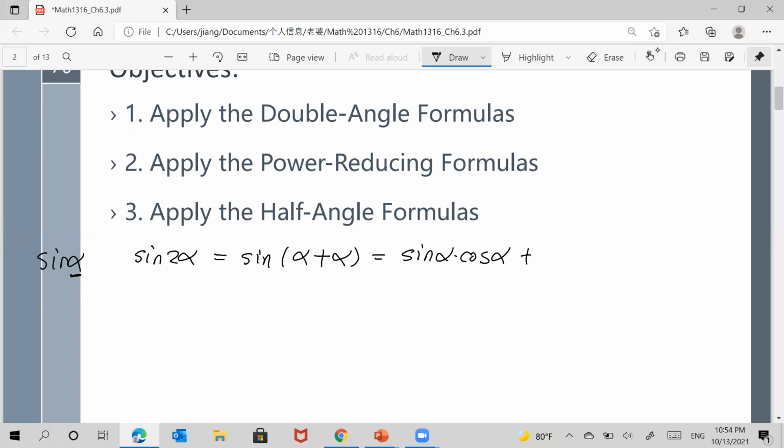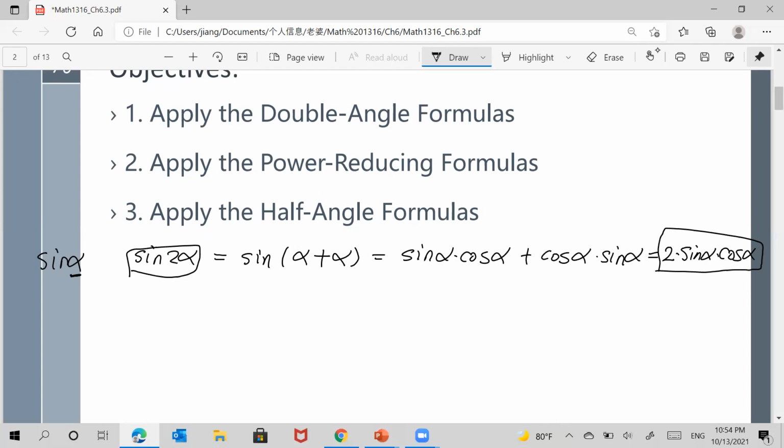And plus cosine alpha, this alpha is the first alpha, times sine alpha. So this term and this term are the same. That means this equals 2 times sine alpha times cosine alpha. So this is sine 2 alpha.